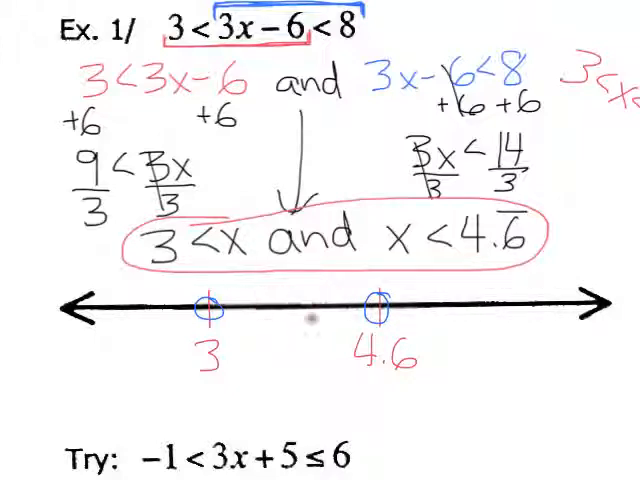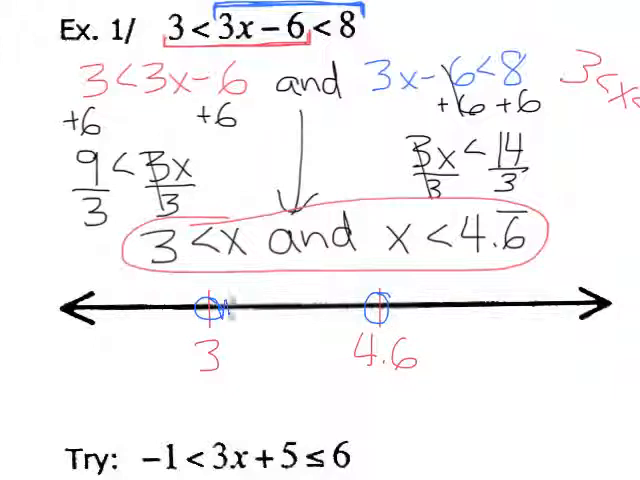Is it just this stuff in the middle? Bigger than 3 is all of this over here, right? So all of this is bigger than 3. And now I need to know what part of this makes the second inequality true. So what part of this is smaller than 4.6? Stuff in the middle, right? So I'm going to shade it.